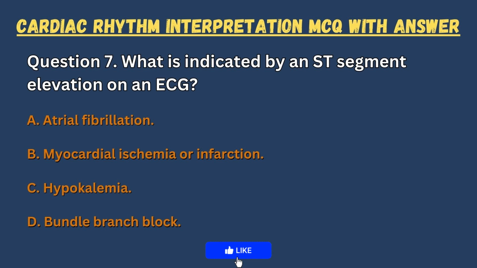Question 7. What is indicated by an ST segment elevation on an ECG? A. Atrial fibrillation. B. Myocardial ischemia or infarction. C. Hypokalemia. D. Bundle branch block.